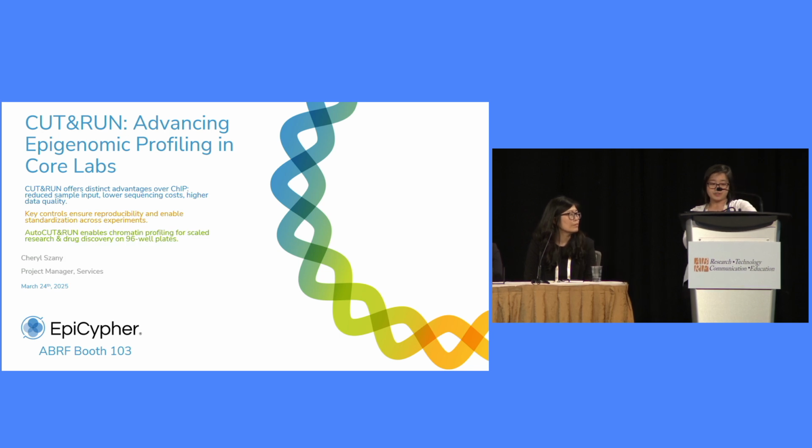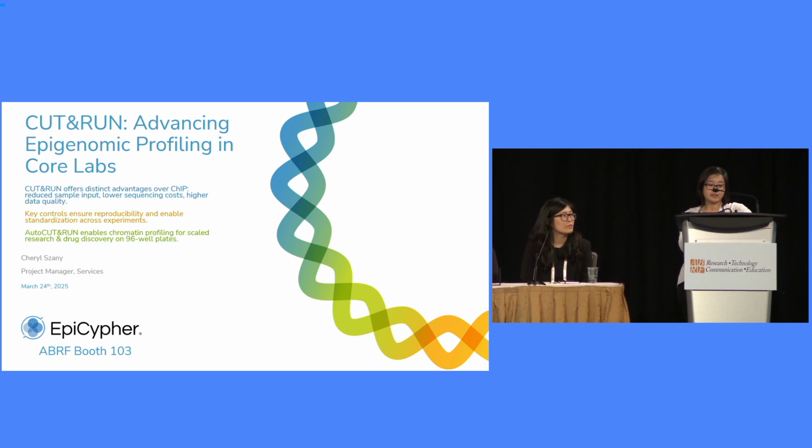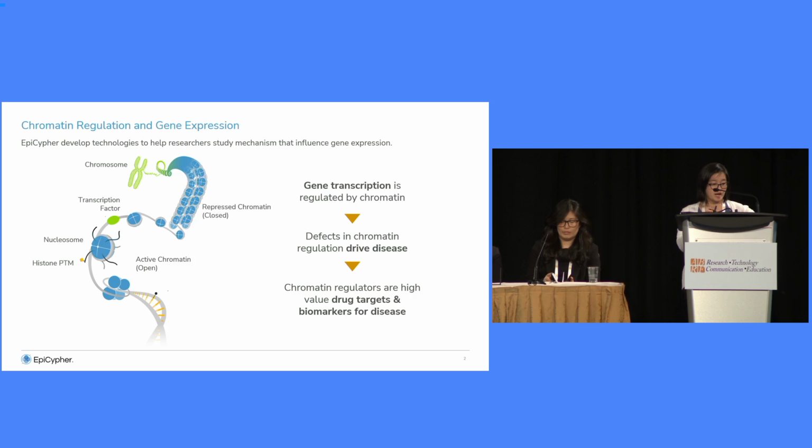In this talk, I'll discuss how cut and run offers distinct advantages over ChIP. I'll highlight the importance of key controls to ensure reproducibility and consistency across experiments. And finally, I'll introduce auto cut and run, which enables scalable chromatin profiling, making high throughput research and drug discovery more accessible. So all of these are critical considerations for core labs looking to improve efficiency, reliability, and scalability in epigenetic profiling.